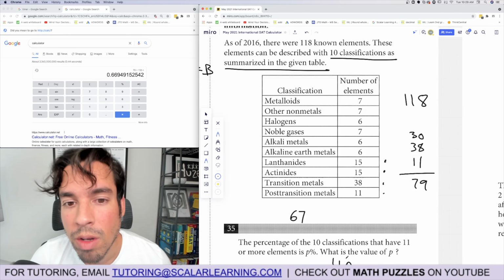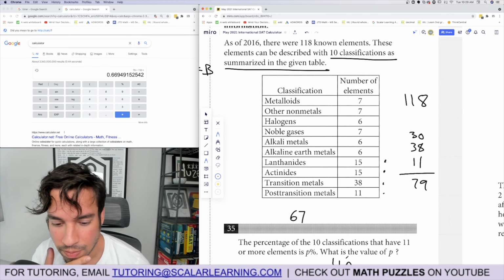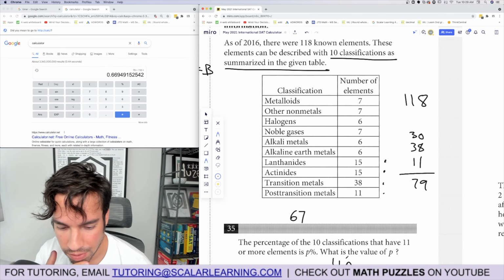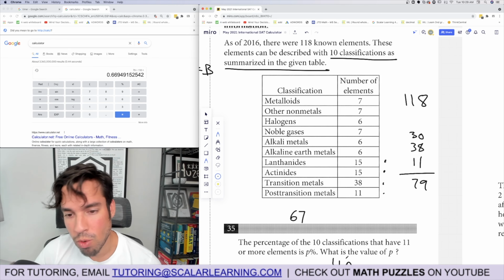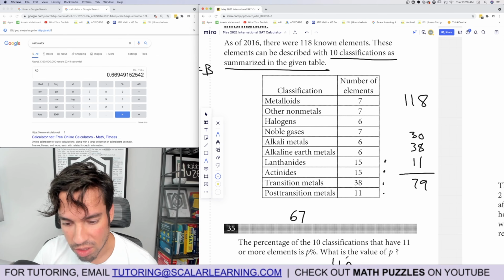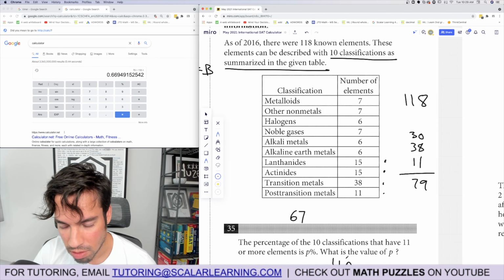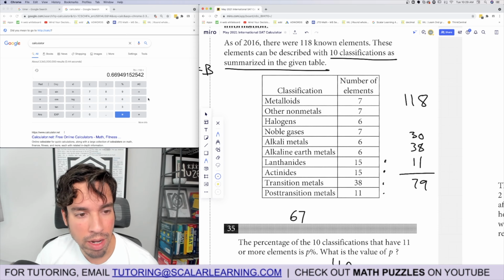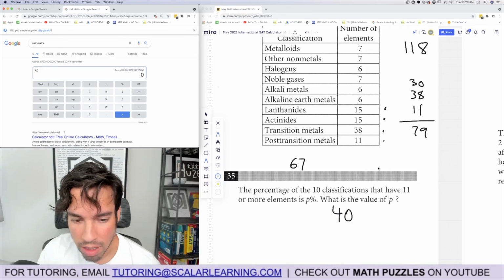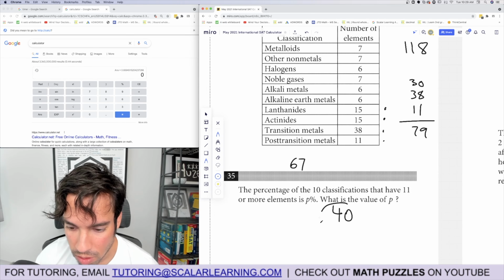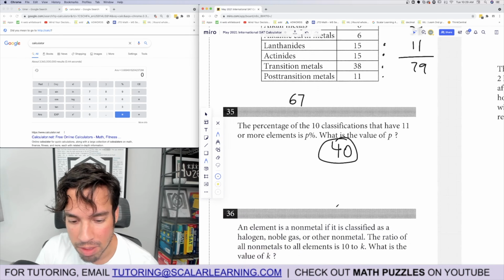Now I need to think about this for a second. Okay, hold on. The percentage of the 10 classifications that have 11. I think it's just 40 the more I read it. The percentage of the 10 classifications. Yeah, I think that's the right way. I think it's just 40%. I'll leave the 67 up there in case I have misinterpreted this. This is really tricky language, in my opinion, but I believe 40 is the answer.